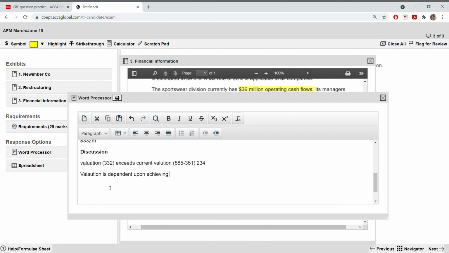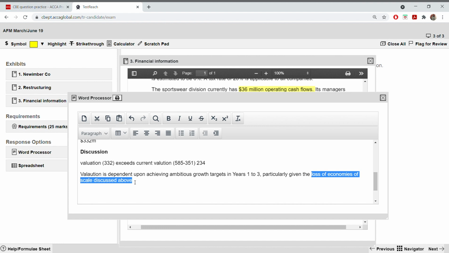Valuation is dependent upon achieving ambitious growth targets in years 1 to 3. Particularly given the loss of economies of scale discussed above. So valuation is dependent upon achieving ambitious growth targets in years 1 to 3. Particularly, we know that. Given the loss of economies of scale discussed above, where did they bring this point from?